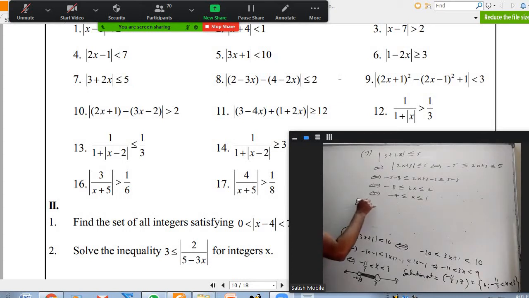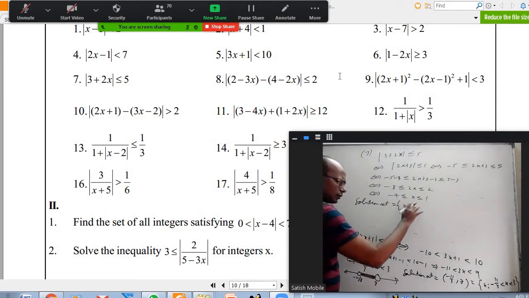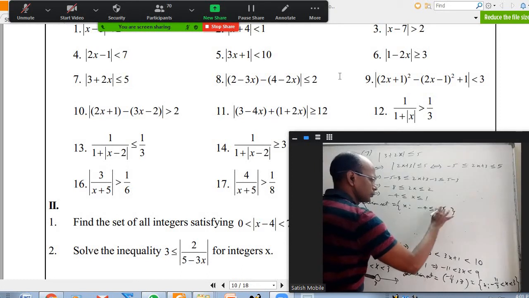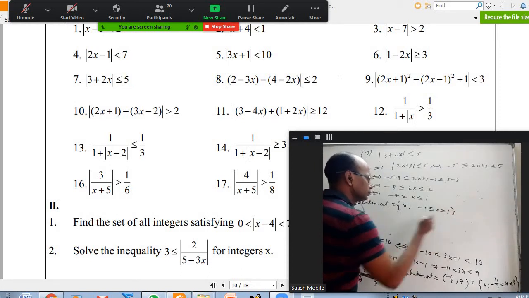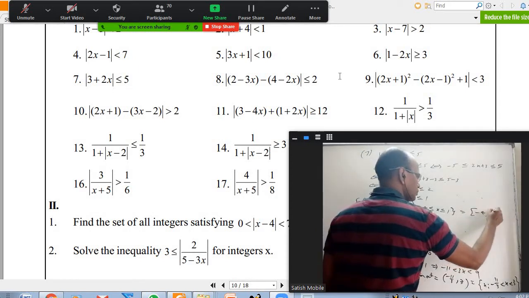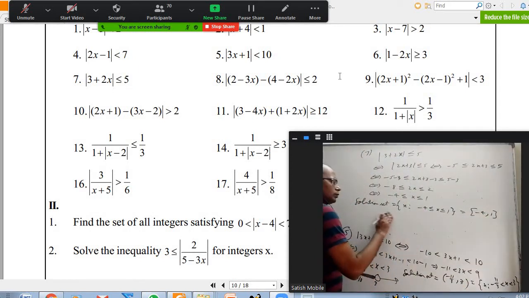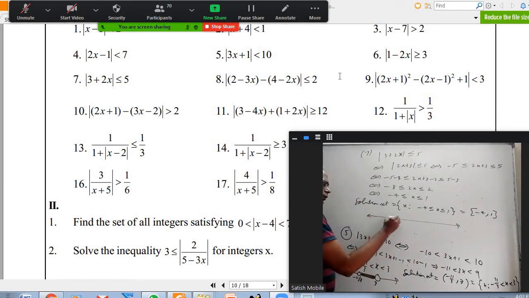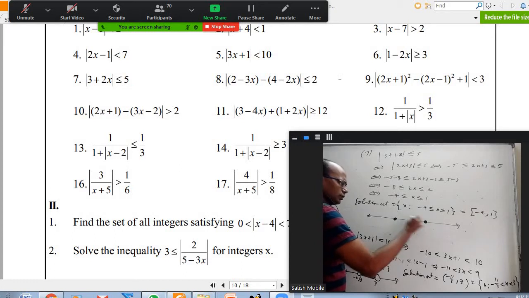So solution set: x such that minus 4 less than or equal to x less than or equal to 1. Or you can write closed interval minus 4 to 1. The number line: minus 4 is included, 1 is also included, everything in between.